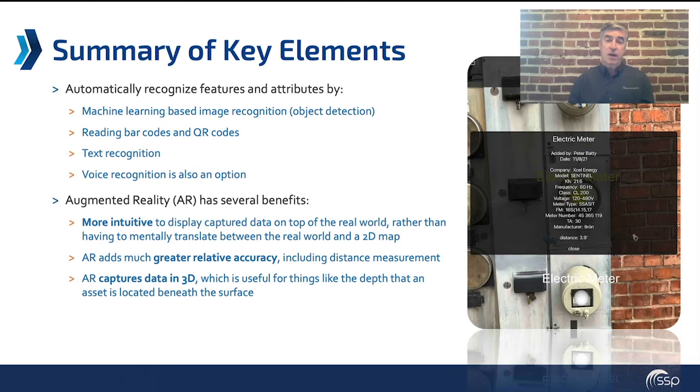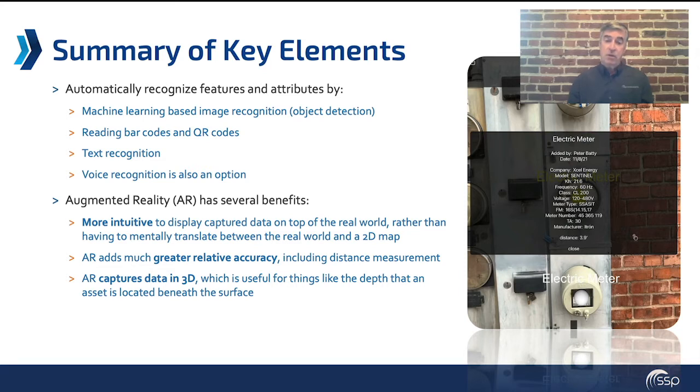Okay, so we covered quite a few things there, and I just wanted to give you a quick summary of some of the key technical elements. Basically the app is able to automatically recognize features and attributes using the list of things you see here: machine learning based image recognition to tell what type of feature it is, reading barcodes, QR codes, and doing text recognition to capture detailed attributes, and also to reinforce the feature recognition in some cases. And then you can also use voice recognition as a backup if there's a scenario where you have to correct something that was misrecognized or something can't be read correctly.